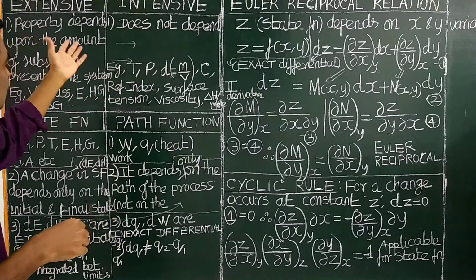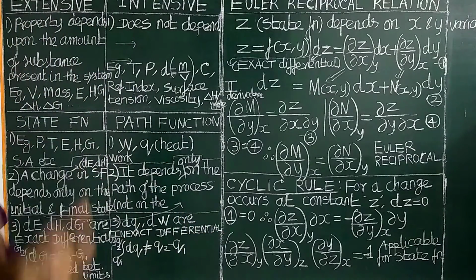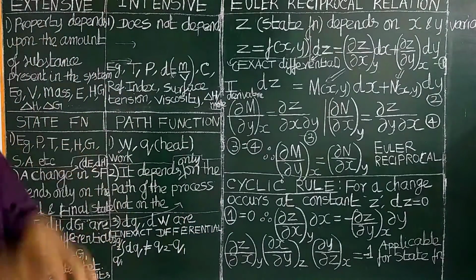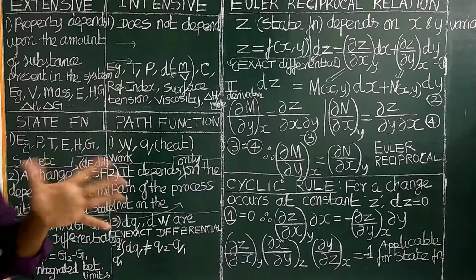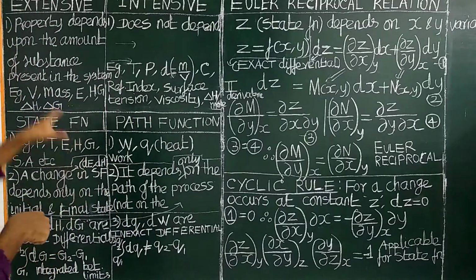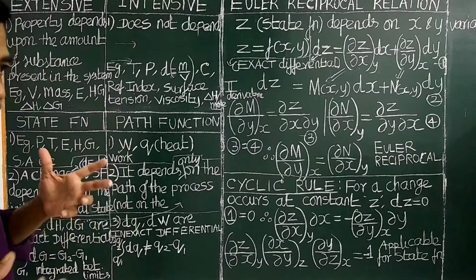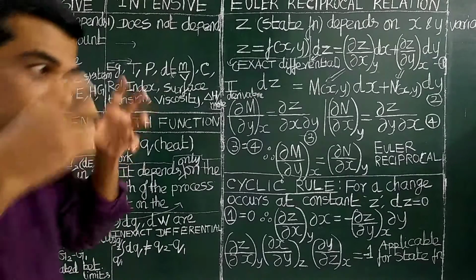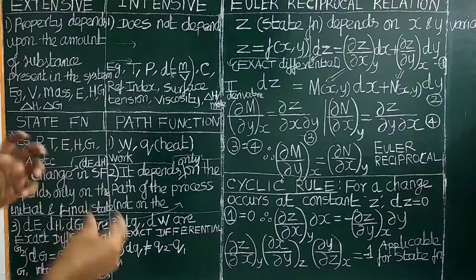Okay, first we will see what are extensive properties. An extensive property of a thermodynamic system depends upon the amount of substance present in the system, or the quantity of substance present in the system, whereas an intensive property does not depend on the quantity of substance present in the system. For example, volume, mass of the earth. So it depends upon the quantity, the amount of mass, how much mass you have taken, whether you have taken less or more.